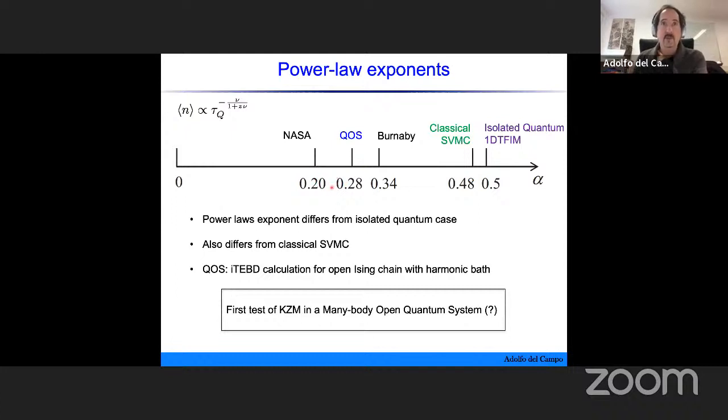From that point of view, this suggests that this is the first testbed of the Kibble-Zurek mechanism in a many-body open quantum system. As such, I would say this is a milestone, because if you follow the literature on the Kibble-Zurek mechanism, there has been no other test that I know of probing Kibble-Zurek in an open quantum system. So this will be the first one. I just want to put a caveat. We also came up with a classical model, which is able to account for part of the behavior, and we will see how this unfolds in the rest of the talk.